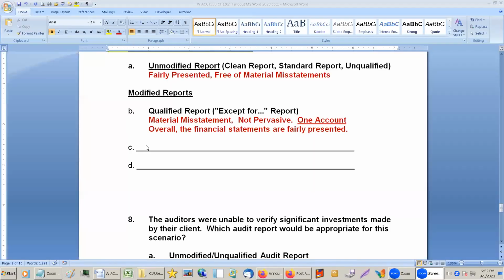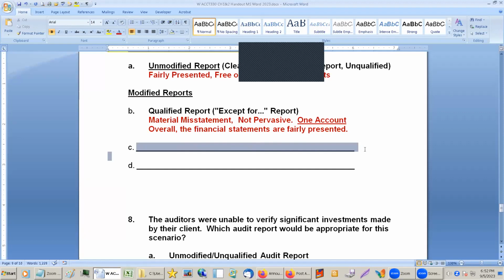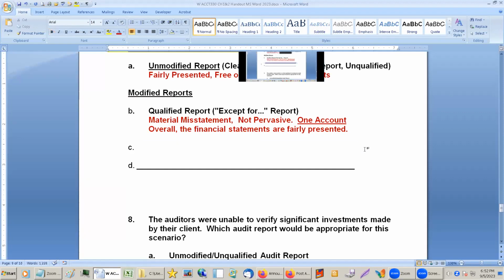It's when something is material, but it is not pervasive. It's usually isolated to one account, maybe two accounts, but the rest of the financial statements are fine. So the inventory might be, wow, we couldn't verify a material part, but cash is fine, accounts receivable is fine, property, plant, and equipment is fine, liabilities are fine, all the rest is okay, but you can't verify the inventory. Okay, so that is a qualified report. Any questions so far? Okay.